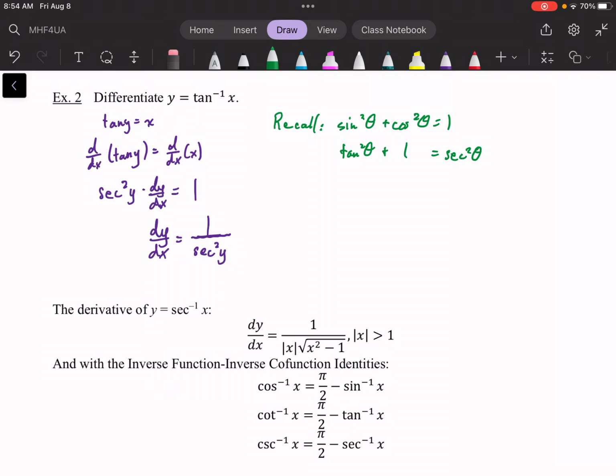So now I can change this expression into 1 over tan squared y plus 1, or, if we remember, tan y was just equal to x, so dy over dx now becomes 1 over x squared plus 1.